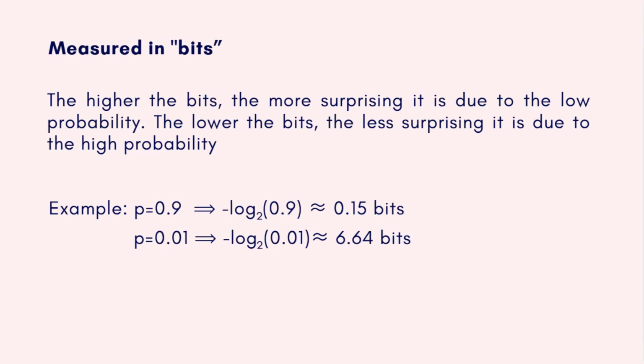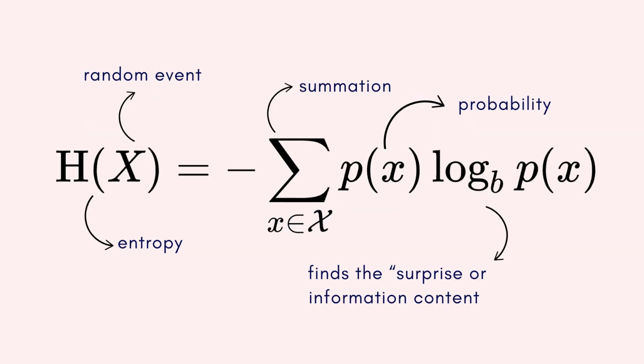The higher the bits, the more surprising it is due to the low probability. And the lower the bits, the less surprising it is due to the high probability. Here is an example. In short, the summation in the formula adds up the uncertainty or entropy for each outcome, weighted by how likely that outcome is, to give the overall average uncertainty of the event.